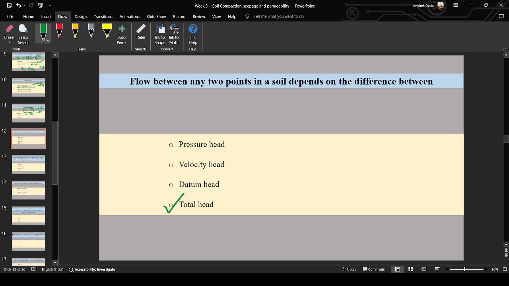So flow between any two points in a soil depends on the difference between total head. At point A, what is the total head? That is the summation of pressure head, velocity head and datum head. At point B, again the summation of pressure head, velocity head and datum head. The difference between these two summations gives us the flow. Okay. Next question.